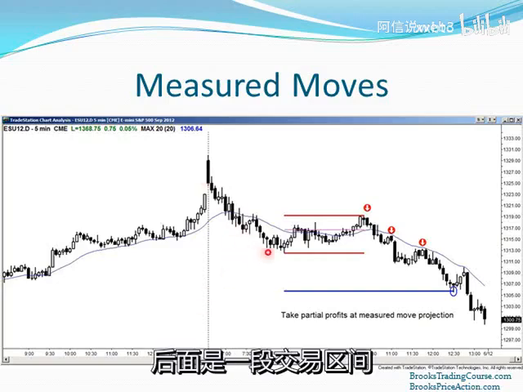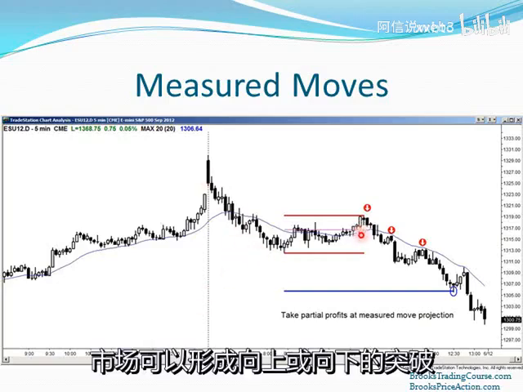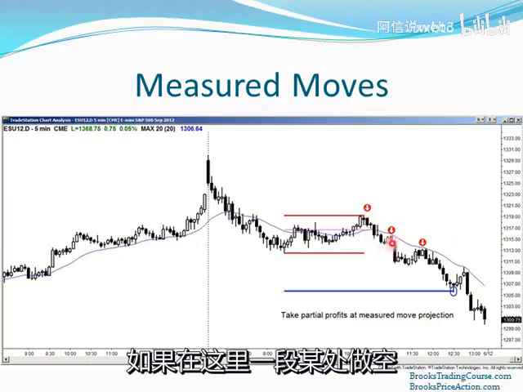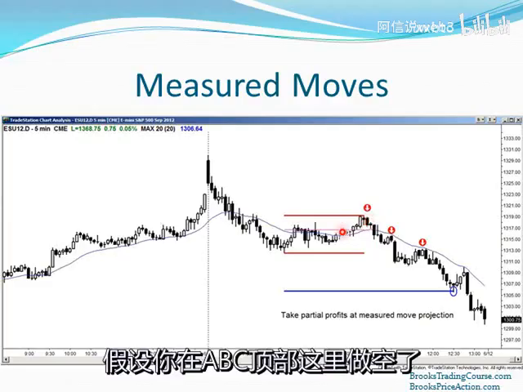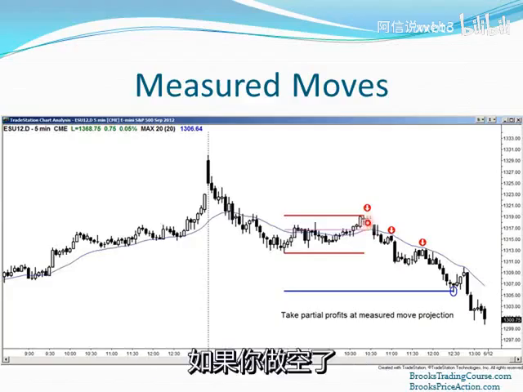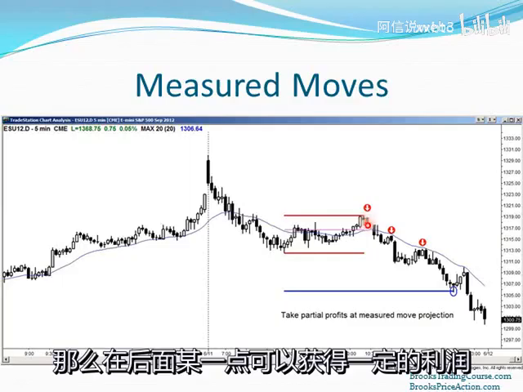Here's an example. We have a bear trend, we have a trading range, and the market could break out up or down. Here it started to break to the downside. If you went short anywhere in here, for example, at the top of this ABC, 2 legs up, 1, 2, so it's a large low 2 short in a bear trend. If you took that short, you're going to be taking profits at some point.